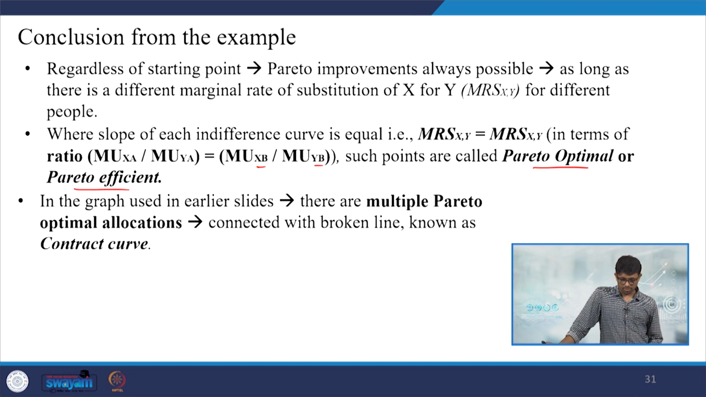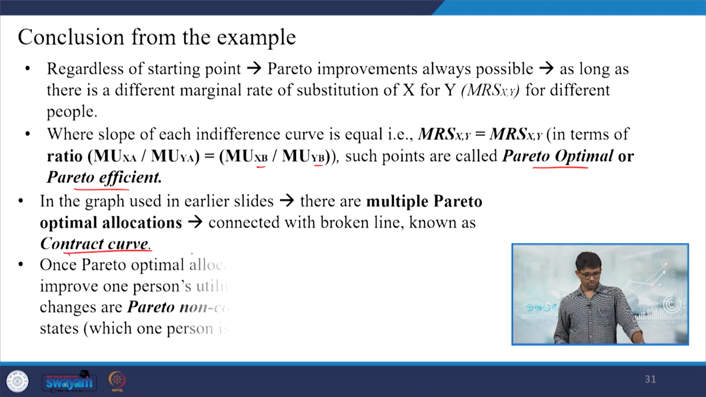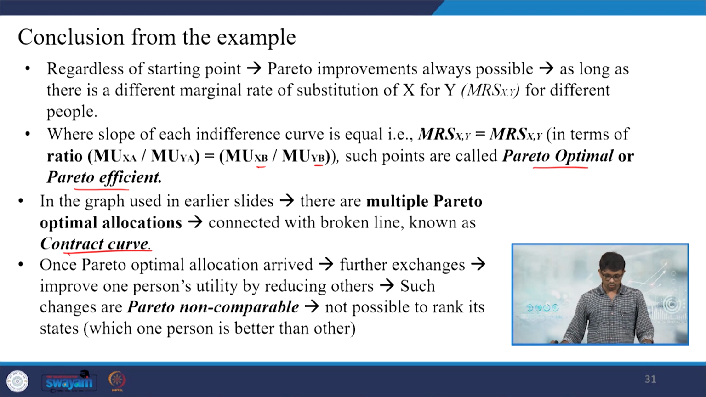In the graph as used in the earlier slides, there are multiple Pareto optimal locations connected with a broken line known as the contract curve, which we already highlighted in a diagram. Once a Pareto optimal allocation is arrived at, further exchanges improve one person's utility by reducing others'. Such changes are called Pareto non-comparable, and it is not even possible to rank the states in which one person is better off than others.